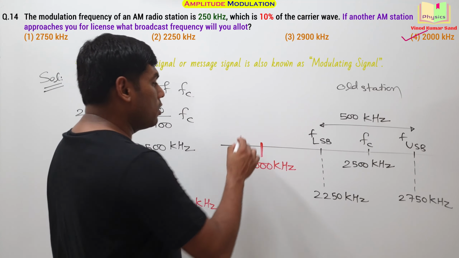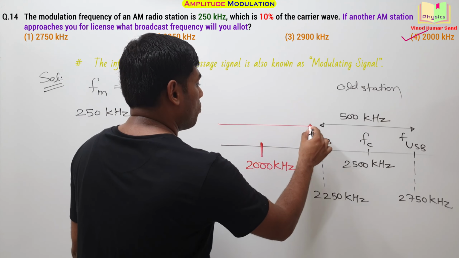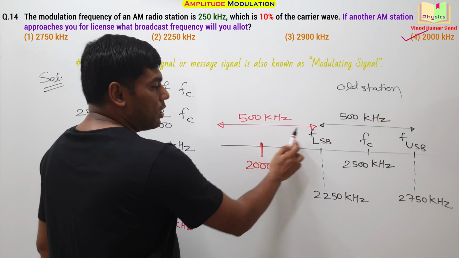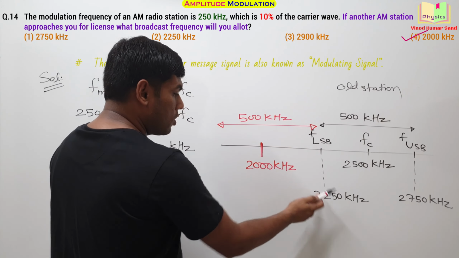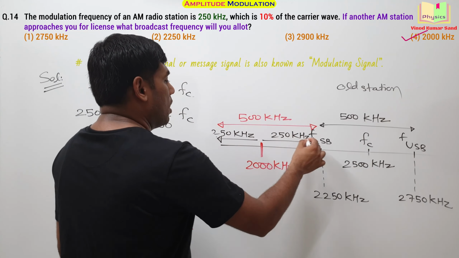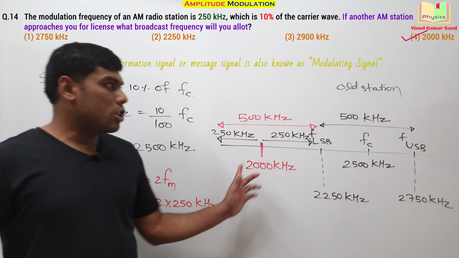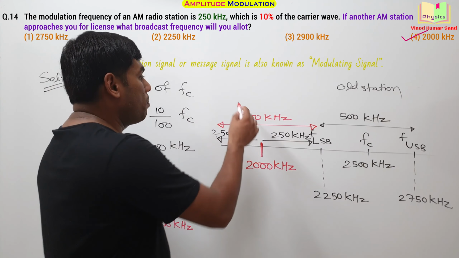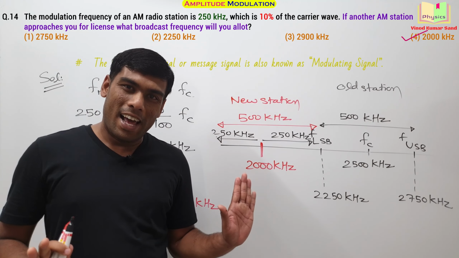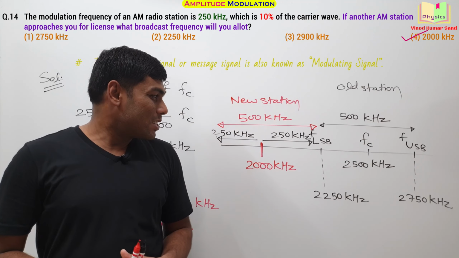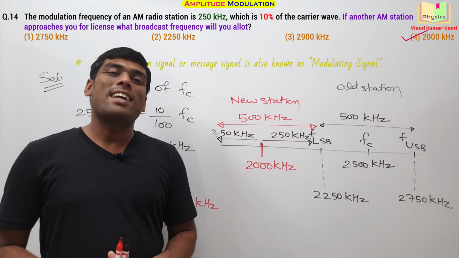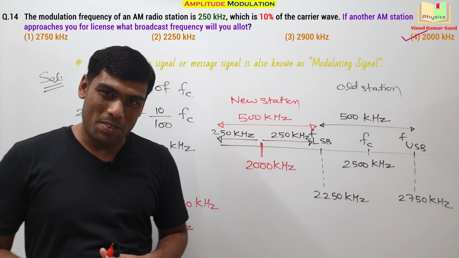The bandwidth of the new station is also 500 kilohertz, and then you can check things. 250 kilohertz in this direction, you'll reach here, and then again 250 kilohertz in this direction. In this way, the new station and the old station can operate together without any interference. I hope you understand it. It was a simple and nice question. You may note it down, and then you'll be getting the important points of this chapter.